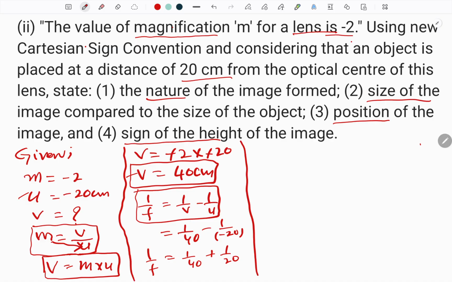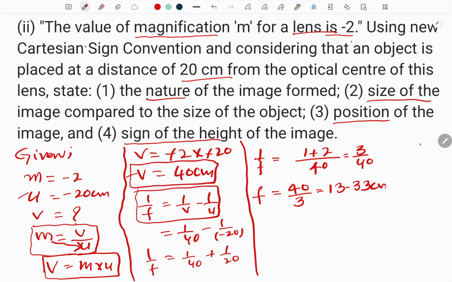Now from this we'll find out, we'll take LCM. 1 by f is equal to, LCM here is 40. 40 plus 1 twos are 40, 2 twos are 40. Now it is 3 by 40. Now we need focal length, reciprocal we need. Focal length equal to 40 by 3, that equals approximately 13.33 centimeter. Now focal length is positive, it's not negative.